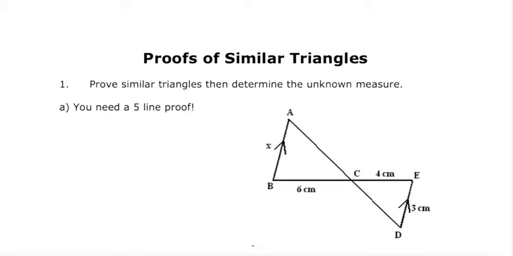So for part A, we're going to create a 5-line proof to prove that these two triangles are similar. And then we're going to use that information to solve for that missing side length of x. Remember, anytime you are trying to prove two triangles are similar, you have to start by introducing your triangles.